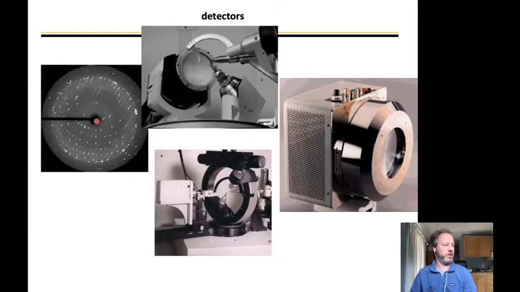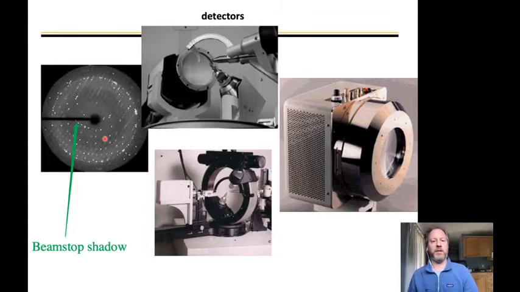Here's another picture. This more clearly shows the beam stop and some diffraction data on the back there. Oh, look at that, beam stop shadow. Okay, so that's the basics of the equipment necessary.